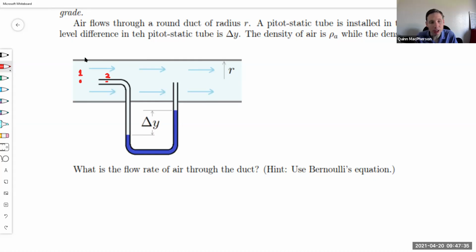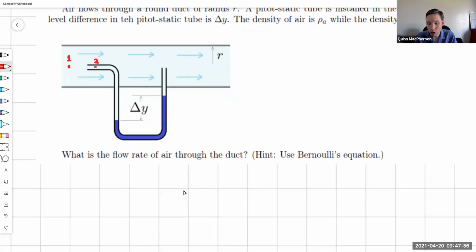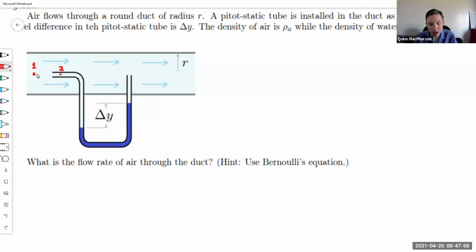The velocity of the air in the duct, and I'm going to assume the velocity is the same everywhere in the duct. So the air is flowing along, but then it flows into the tube and it has to stop. The water isn't moving, so the air, once it gets into the tube, eventually has to stop. So the velocity at 2 is 0. The velocity at 1 is whatever the velocity is in the duct. We're going to use Bernoulli's equation to compare these two points to find the pressure difference.